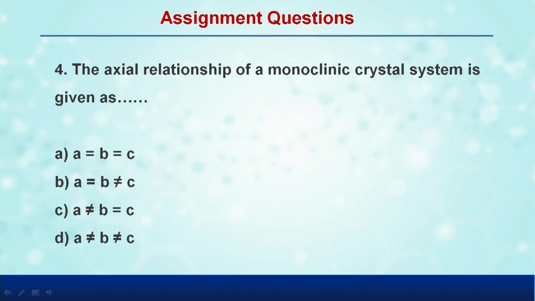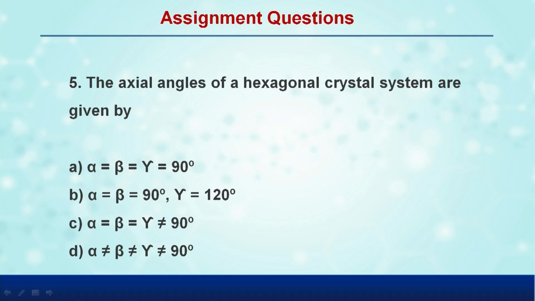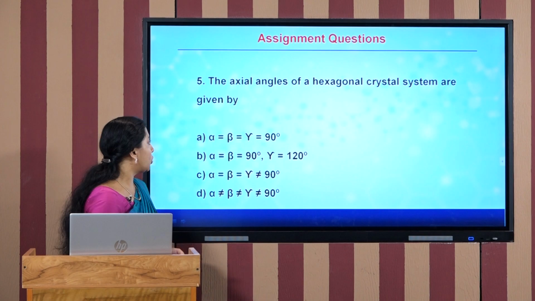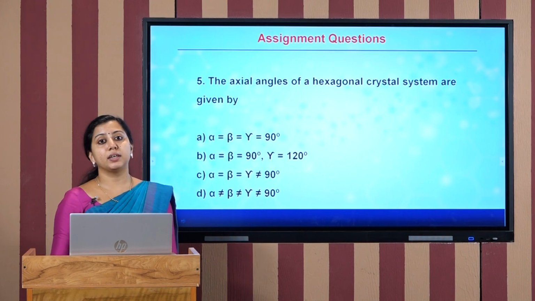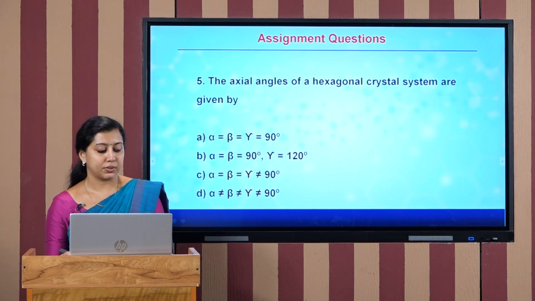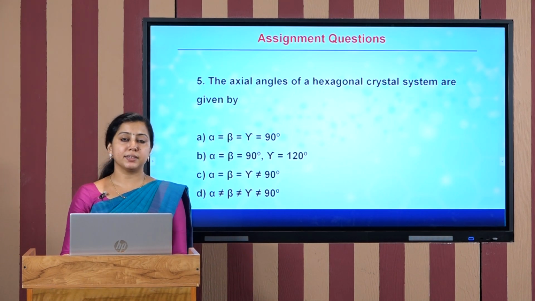Question 4, the axial relationship of a monoclinic crystal system is given as, you have 4 options here. Question 5, the axial angles of a hexagonal crystal system are given by, 4 options. You have to find out the axial angles of a hexagonal crystal system. Okay. So, please try to find out the answers.